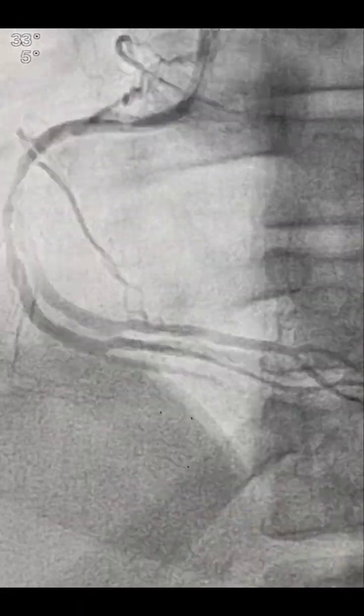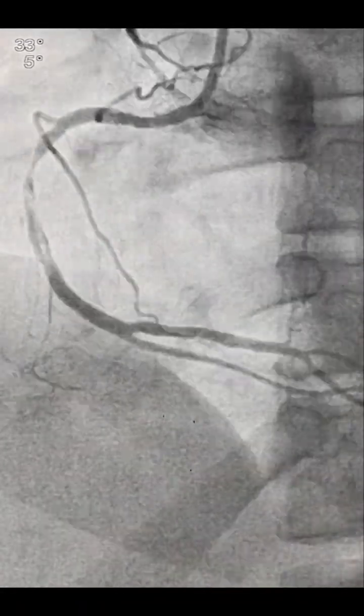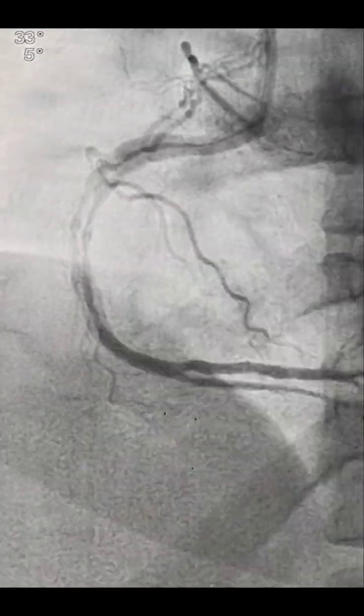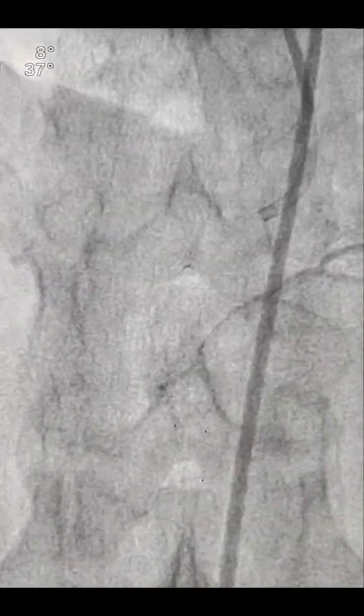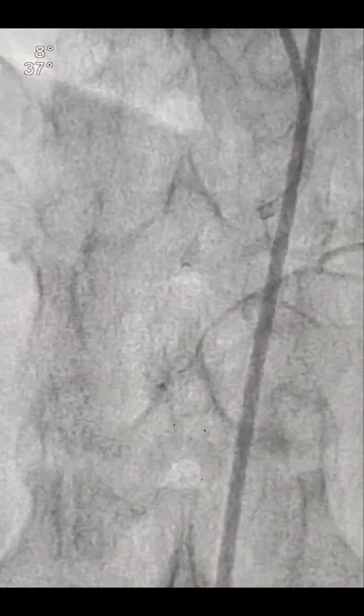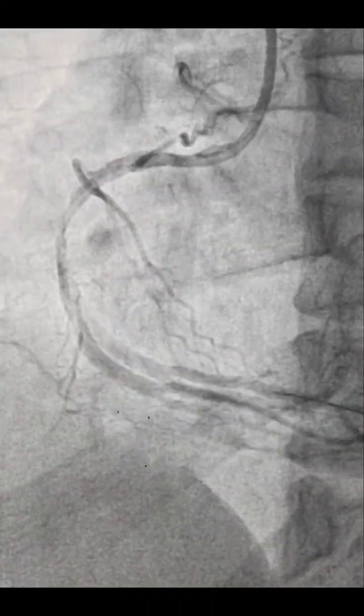So as expected, this is the RCA, and you can see how bad the thrombus is right from the proximal to mid RCA. And this was the cranial view, and you can see almost 90 to 95% thrombotic stenosis. So after obtaining all the clearances, we proceeded for the angioplasty.